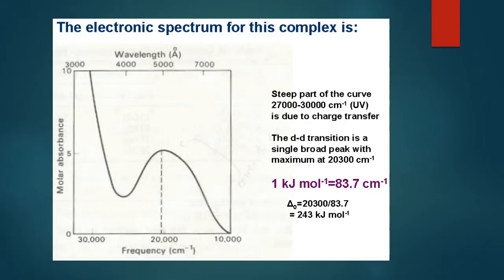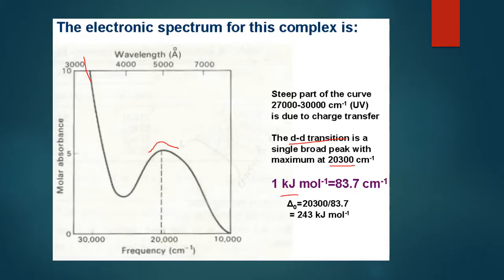The electronic spectrum shows a single broad peak at 20300, which is the DD transition, and this is the steep part of the curve due to charge transfer.